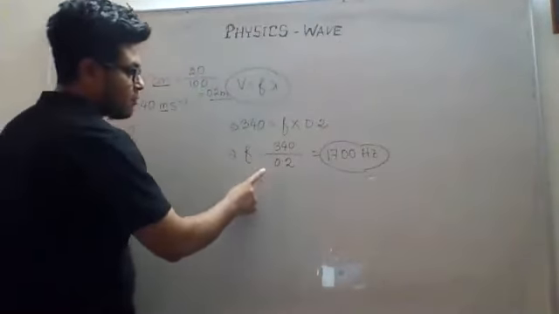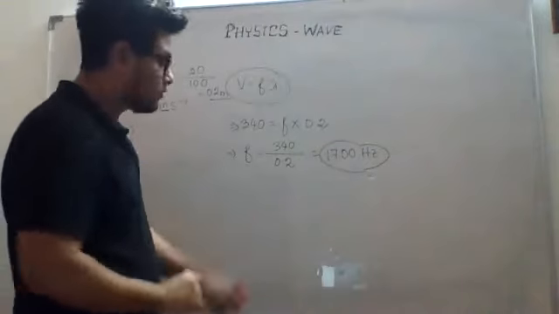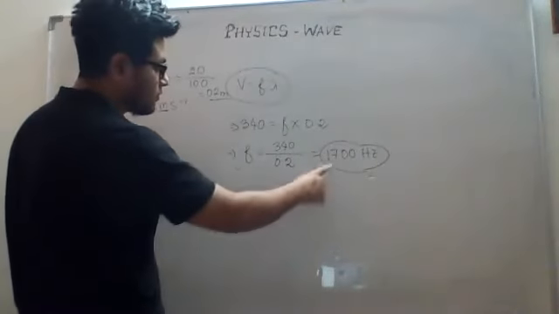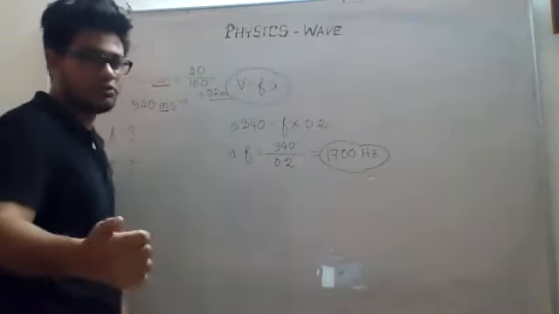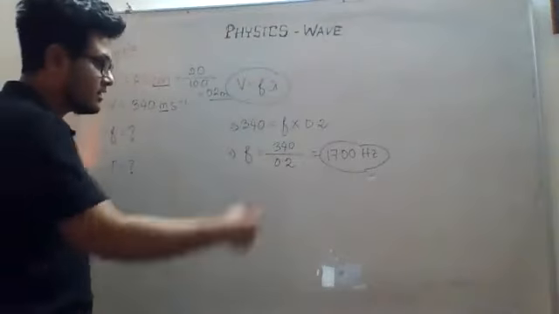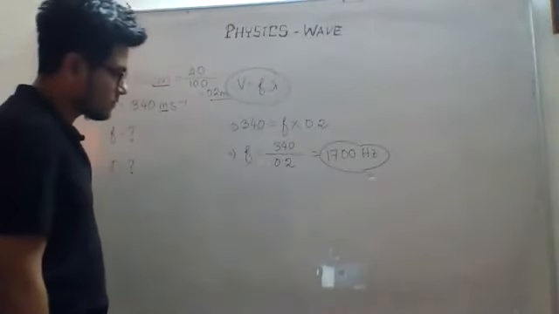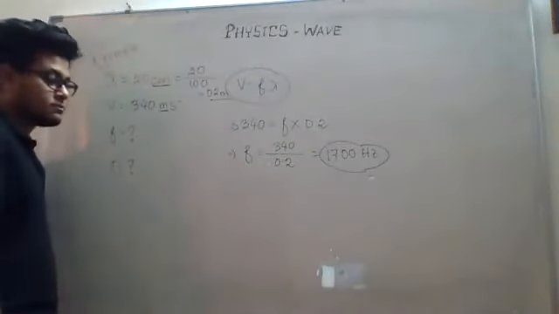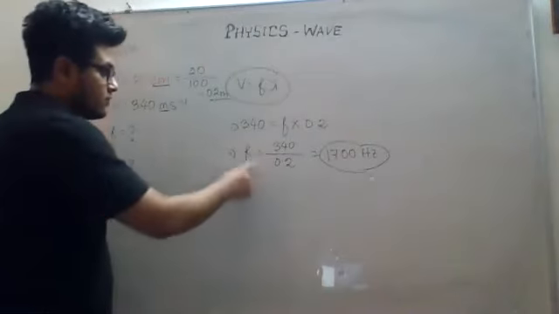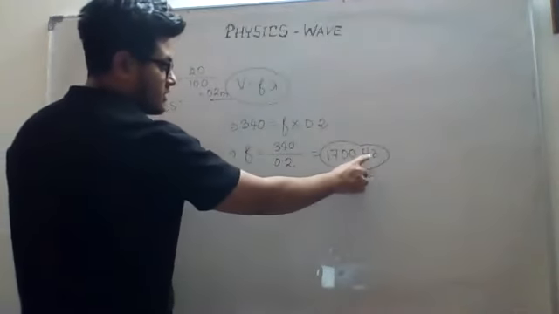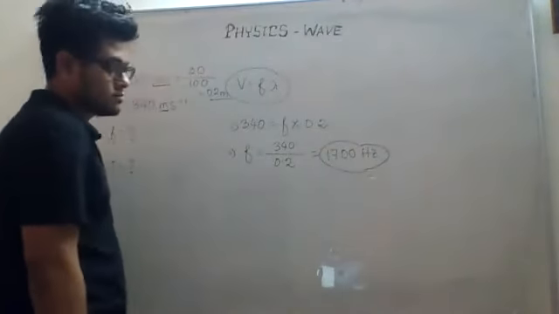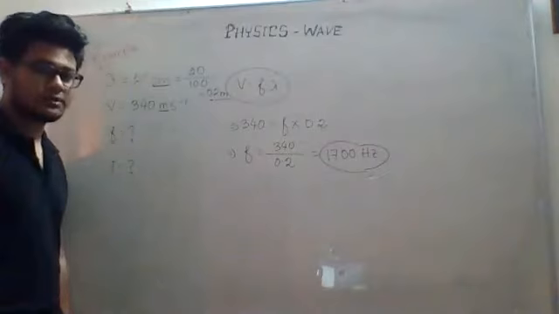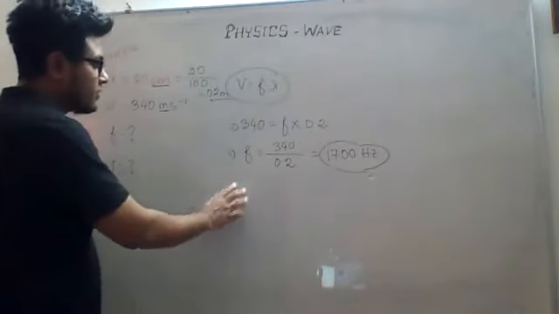So 340 divided by 0.2, do the calculation in calculator and most probably you are going to get 1700 hertz. You can do the calculation and let me know. I did it in my mind, I don't know. Most probably this will be the answer. Okay, so frequency, we calculated frequency, that is why the unit is hertz. As we discussed earlier. Okay, so this is our frequency.